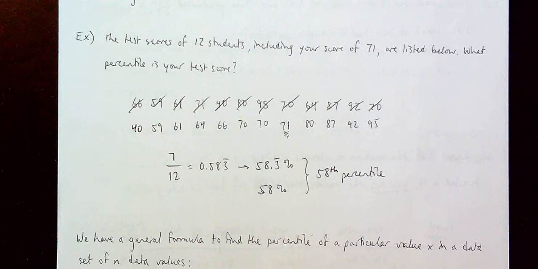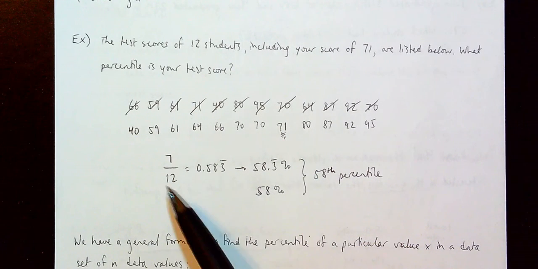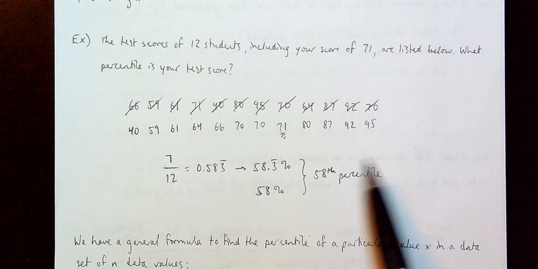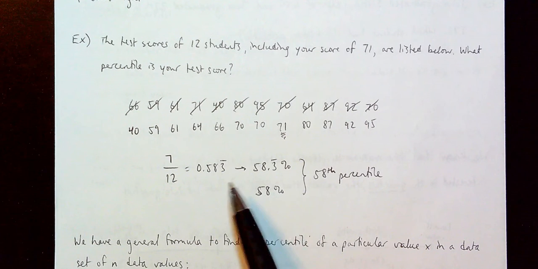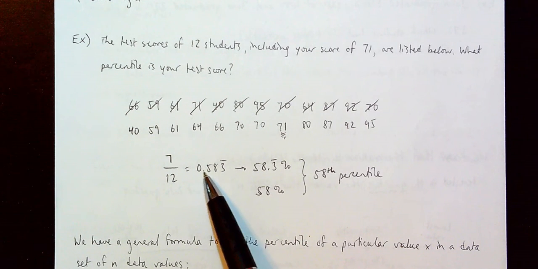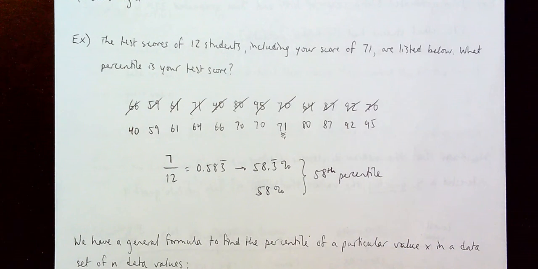But notice what we did to figure out this percentile. We took the number of data values that were less than ours, we divided it by the total number of values, and then to get it as a percentage, we really just multiplied by 100. That's what you do when you move the decimal place to the right 2 spots. You're just multiplying this thing by 100.